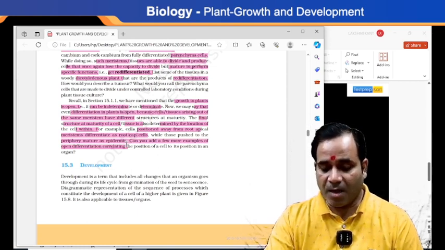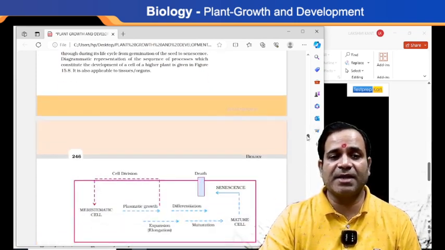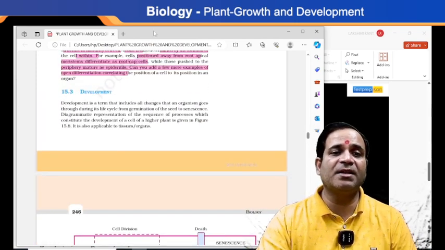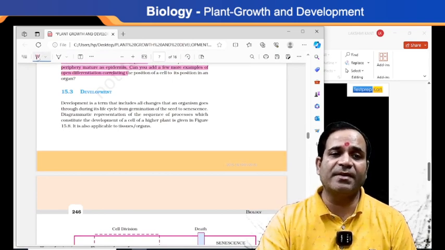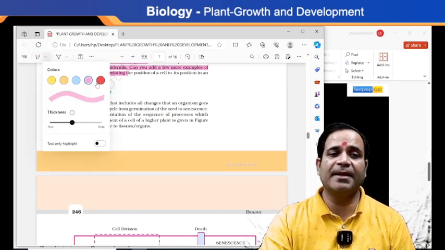Okay. Now it is very important to understand here how development takes place. This one is important to understand. Let's see.